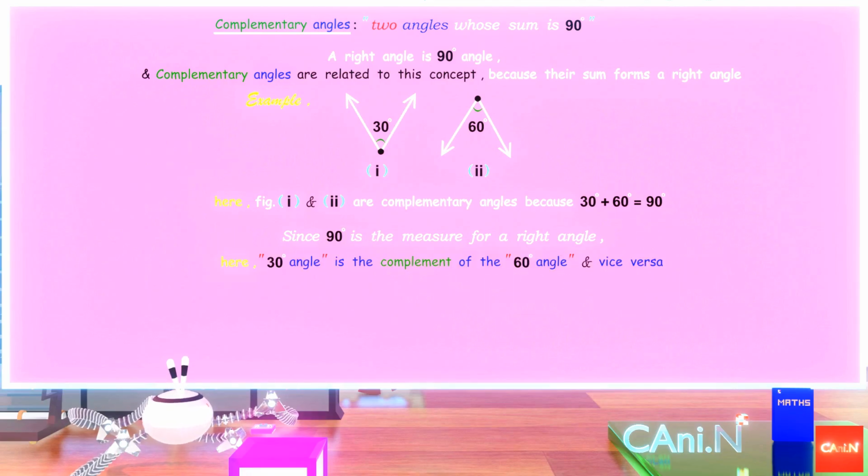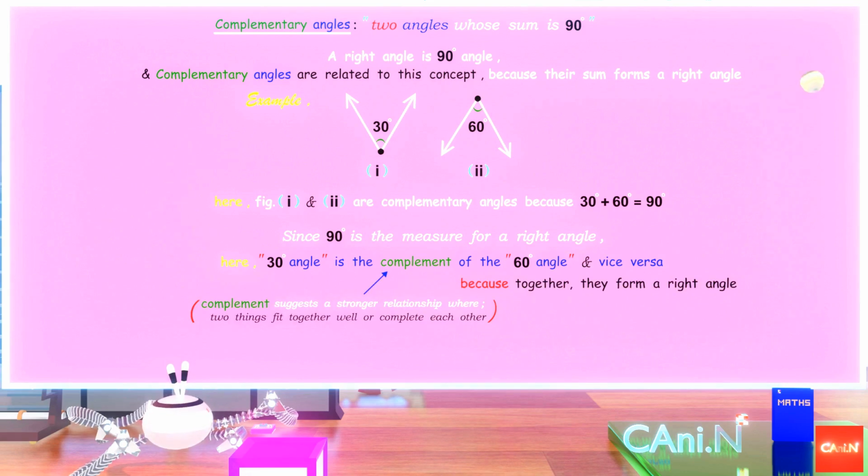Here, 30 degrees angle is the complement of the 60 degrees angle, and vice versa, because together, they form a right angle. Here, complement suggests a strong relationship where two things fit together well, or complete each other. So, we may say, complementary angles complete a right angle.